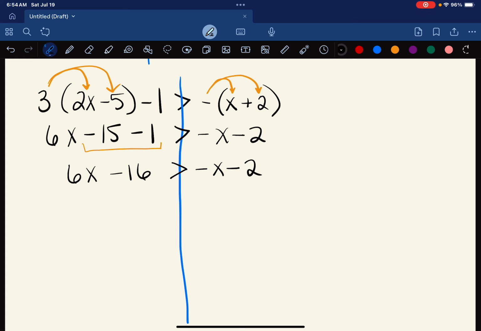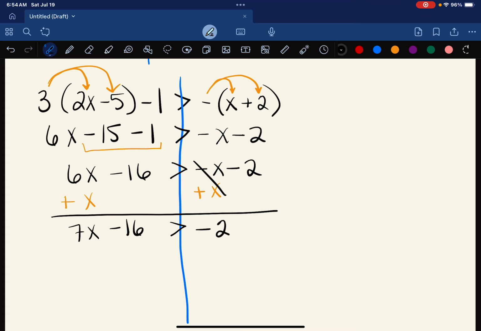Now we need to start moving things around. I need to get all of my variable terms on the left side and my constants on the right. So I'm going to add my x term to both sides of my inequality. And that gives us 7x minus 16 is greater than negative x plus x cancels to 0, minus 2, or negative 2. All right, all variables are on the left, so let's move our constant term to the right side.